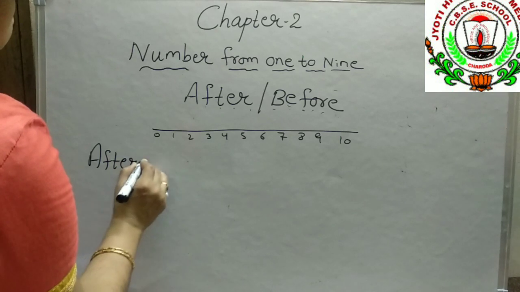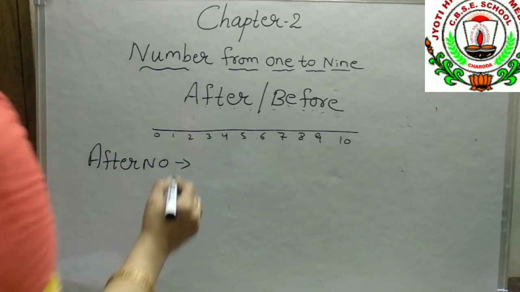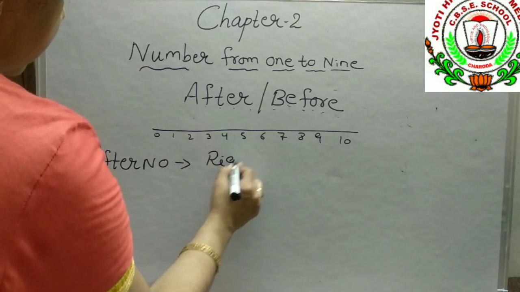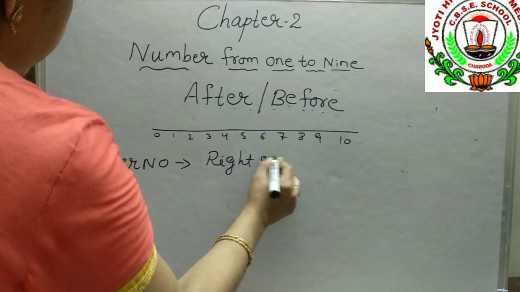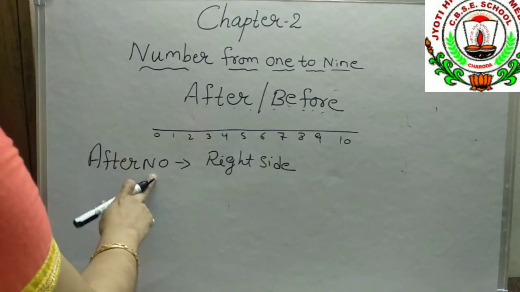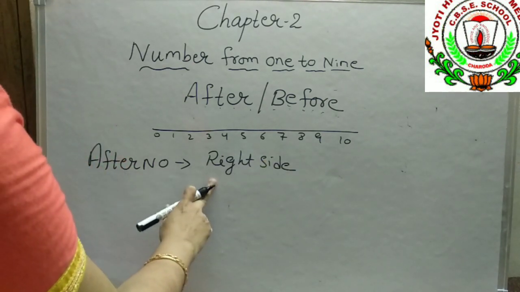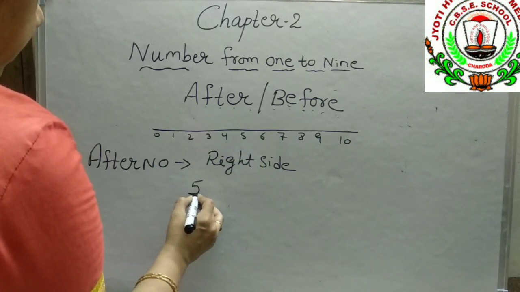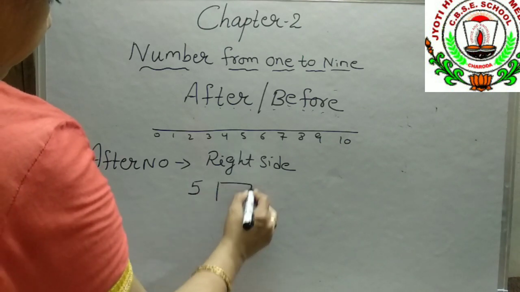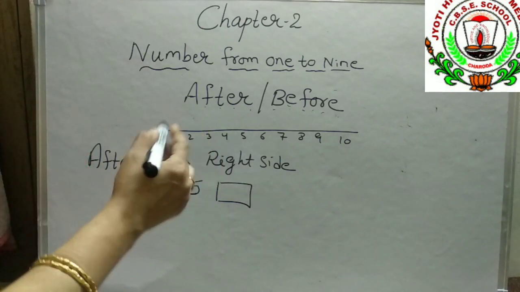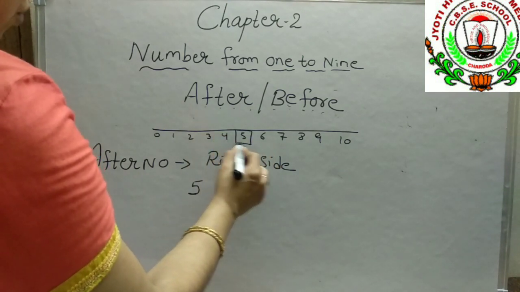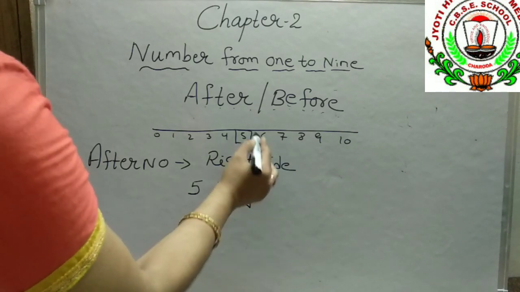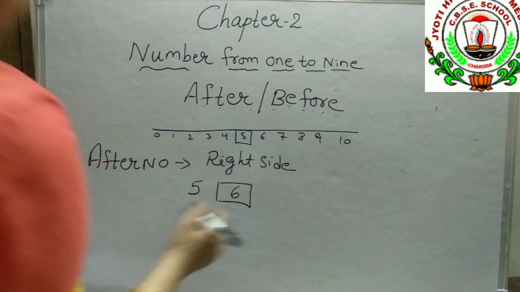After number means the number which is on the right side of that number. Where should the after number be? The after number means the number which is on the right side. Suppose anybody is asking you which number is after 5. You have to see this is 5. This is your right hand. So which number is on the right side of 5? It is 6. So we will write here 6.